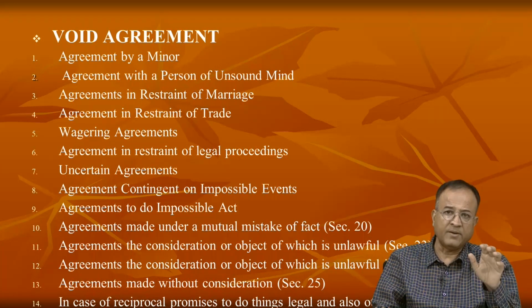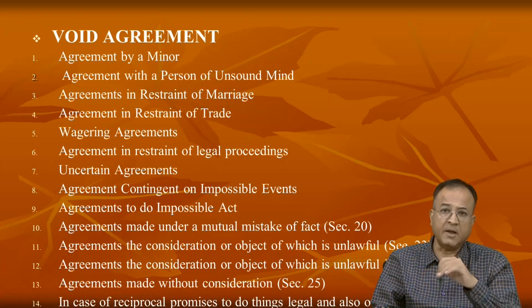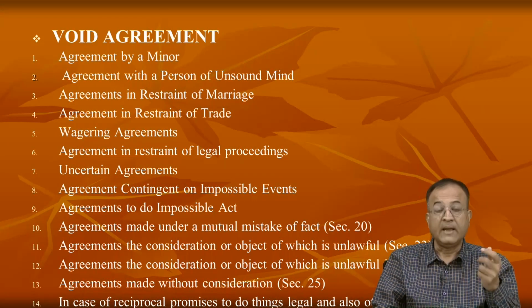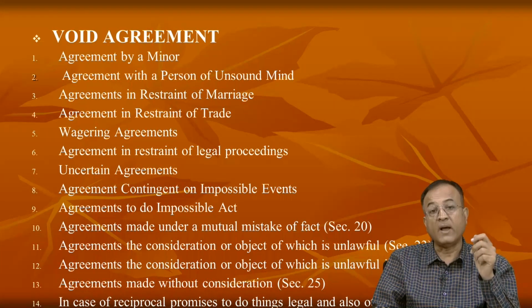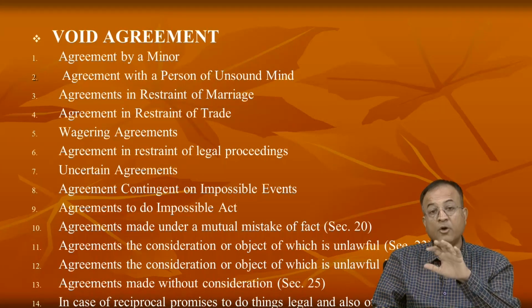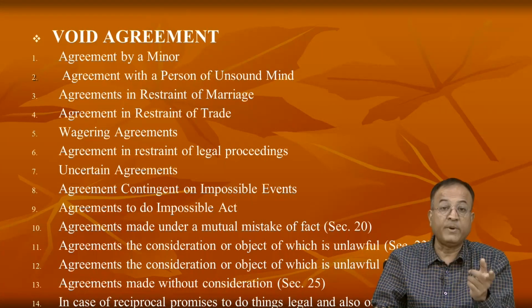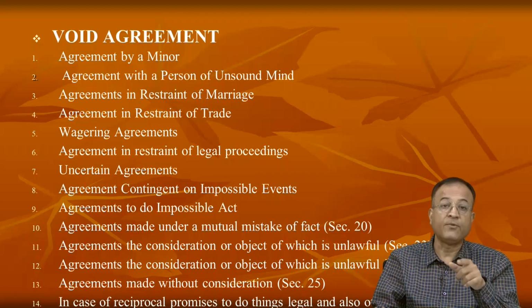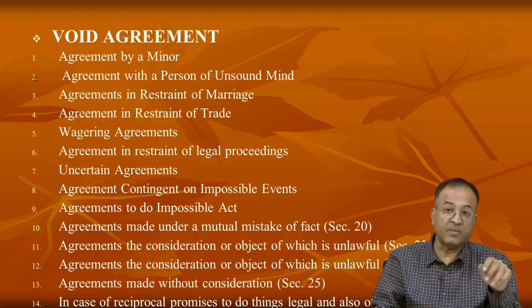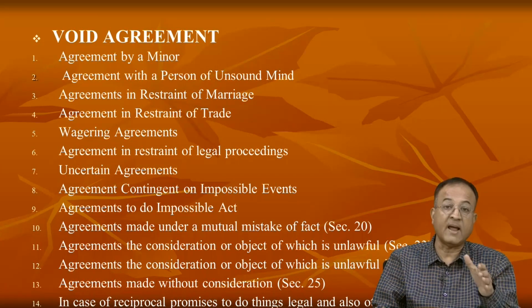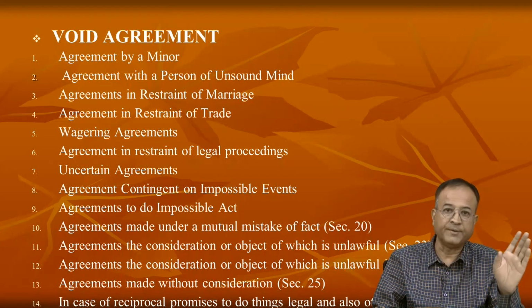9. Agreement to do impossible act. An agreement to do an act impossible in itself is void. Any act that the law or the court refers to as impossible to perform cannot be contracted. If any person gets into an agreement for such an impossible act, it is void.